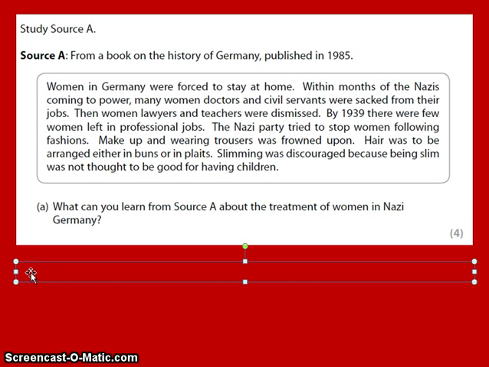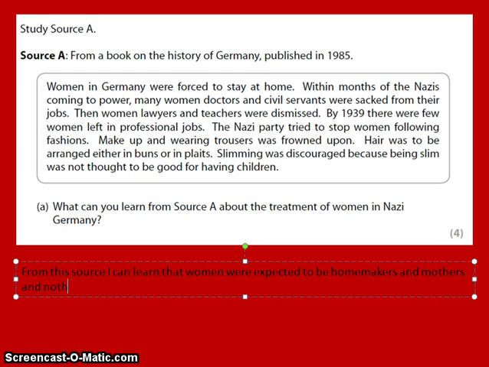And so I'm going to start off with our inference, and you know that one of the easiest ways to answer this question is to use the writing frame that we use in class a lot. So from this source I can learn that, and my inference is that women were expected to be homemakers and mothers and nothing else.